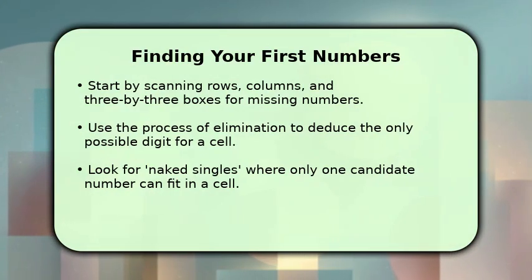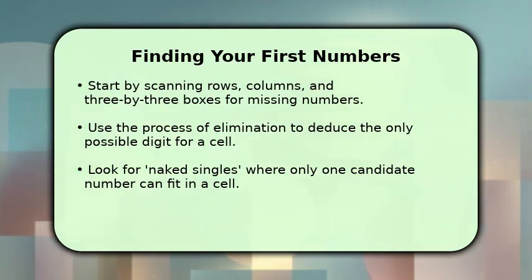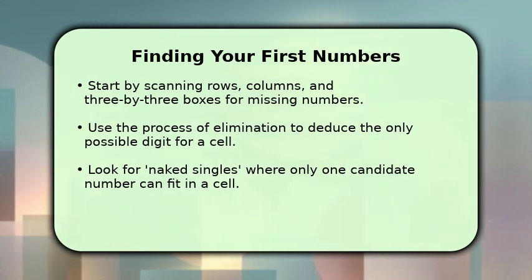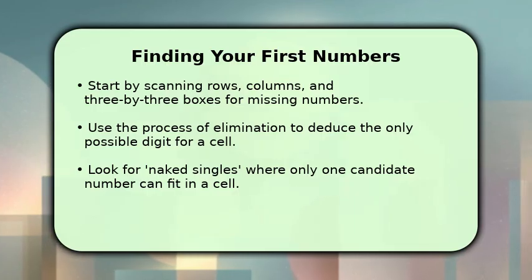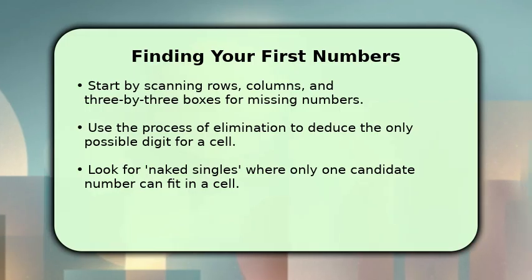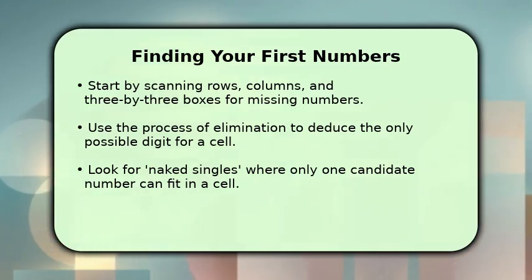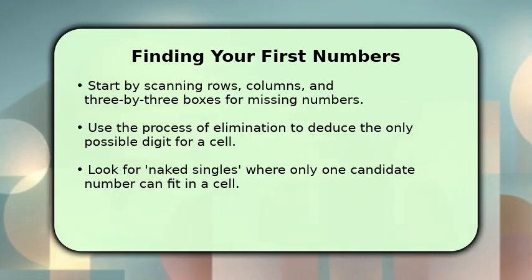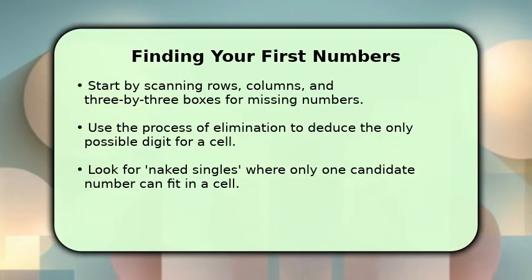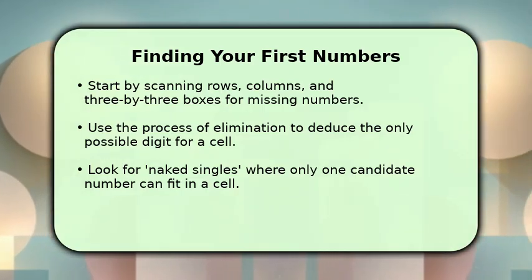With the rules in mind, let's explore how to start filling the grid. Begin by scanning the rows, columns, and 3x3 boxes for numbers that are easy to place. Often, you'll find a cell where, by checking its row, column, and box, only one digit from 1 to 9 can possibly fit. This is called a naked single. Systematically using this process of elimination will help you confidently place your first few numbers.